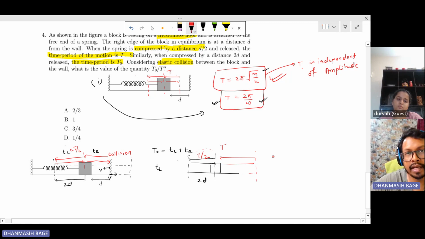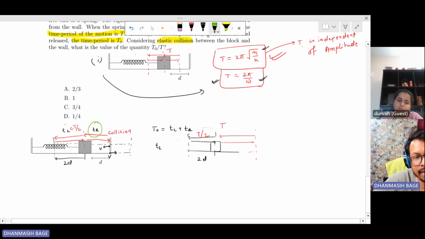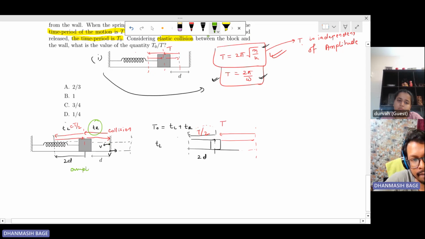Now, the only complicated part that we have to resolve is this thing. What is TR? That is the difficult part that we need to find out. So in order to do that, we will do one thing. Let us say that it was executing a simple harmonic motion. Imagine that there is no wall just before the collision. It is executing simple harmonic motion, right? And in this case, what is the amplitude for this motion? 2D, right? Amplitude is 2D.